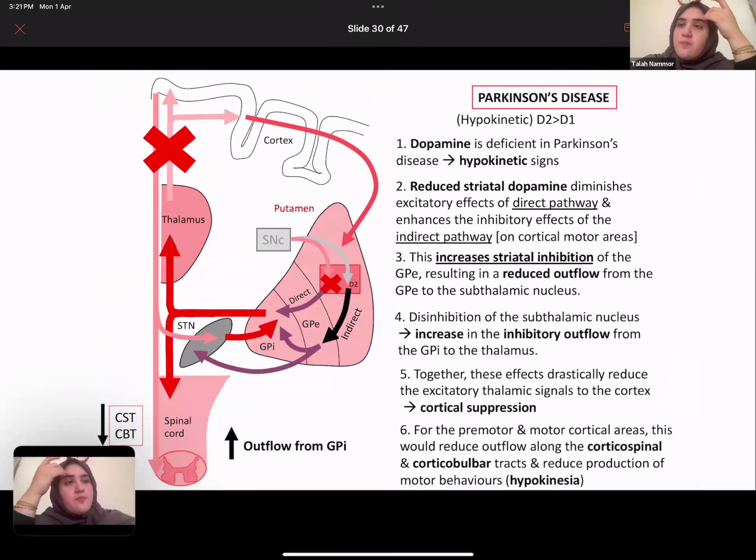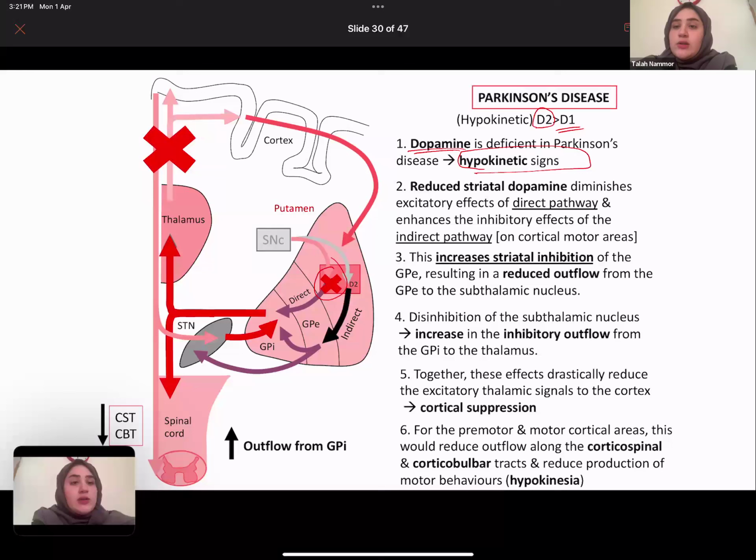So Parkinson's, we have the dopamine is deficient. So we're going to have hypokinetic signs. And I mentioned here hypokinetic, so D2 is going to be stronger than D1. So what happens is we're going to have decreased dopamine. So the D1, my bad, the D1 is not going to be stimulated. So since the D1 is not going to be stimulated, the GPI is going to do its normal job of basically inhibiting the thalamus. This is through D1. But what happens is D2 is enhanced.